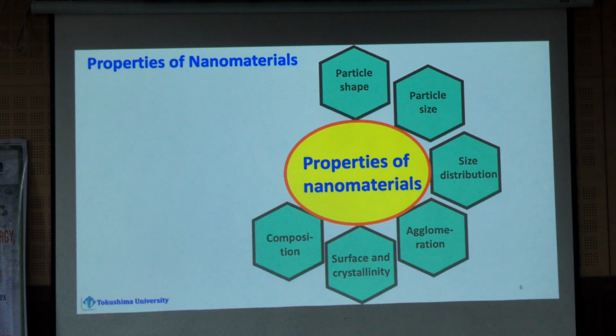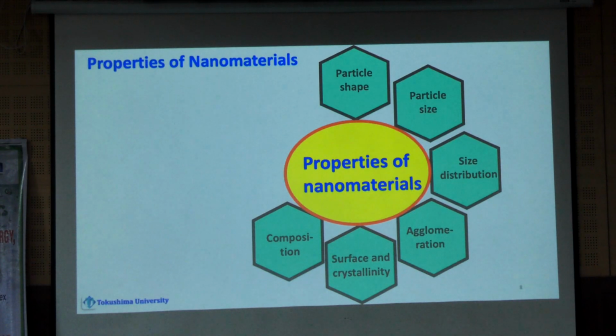Then some nanomaterial has surface and crystalline also. Those crystalline or plane surface, uniform surface, that property is also useful. Whether the surface of nanomaterial is smooth or rough, both are applicable in various devices. Sometimes we need a plain surface, smooth surface. Sometimes we need a rough surface. So how is that surface of a nanomaterial?